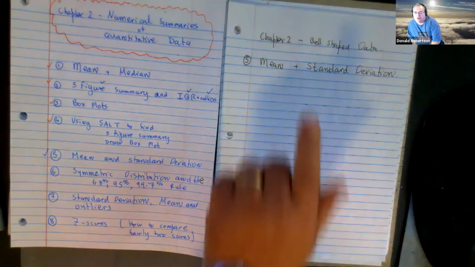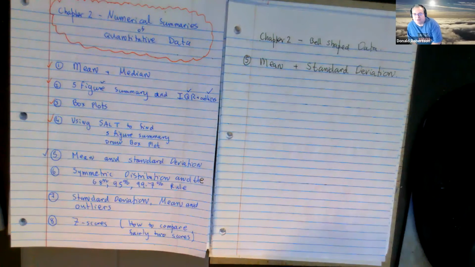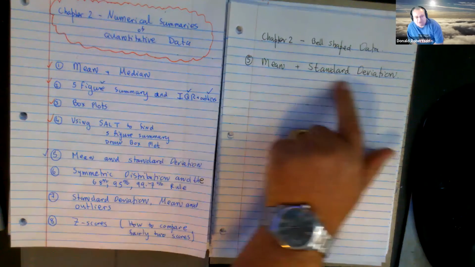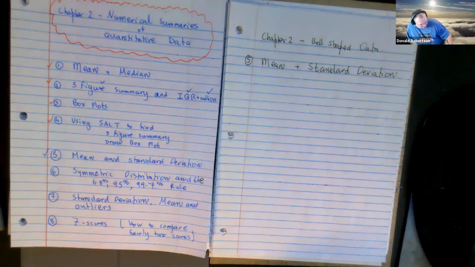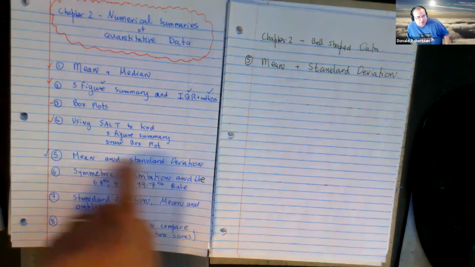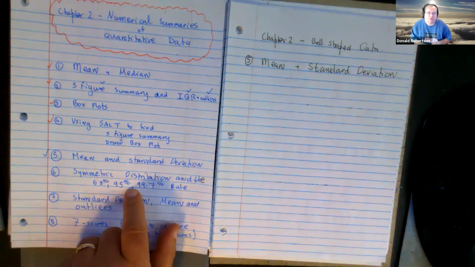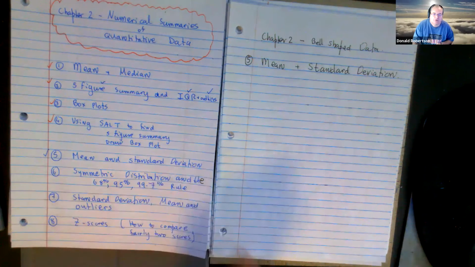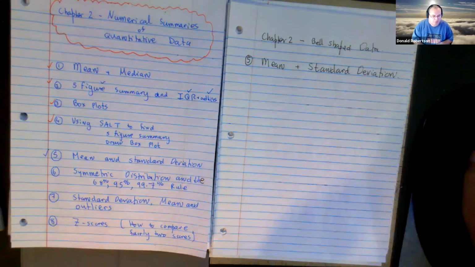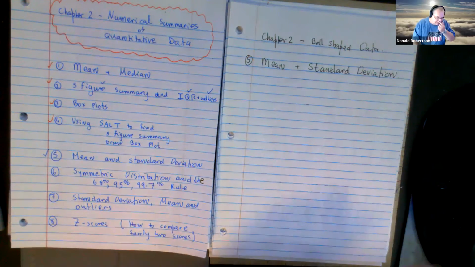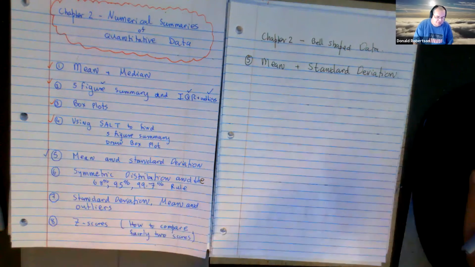We're moving on to the last section in chapter 2, bell-shaped data. We're going to do an overlap on mean and standard deviation, which is number 5. And then we're going to look at what's called the 68, 95, 99% rule.